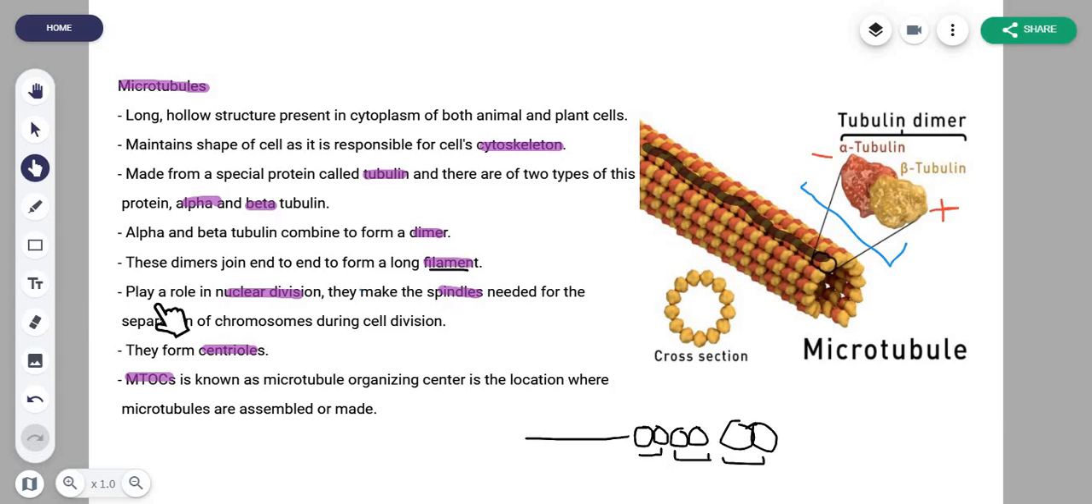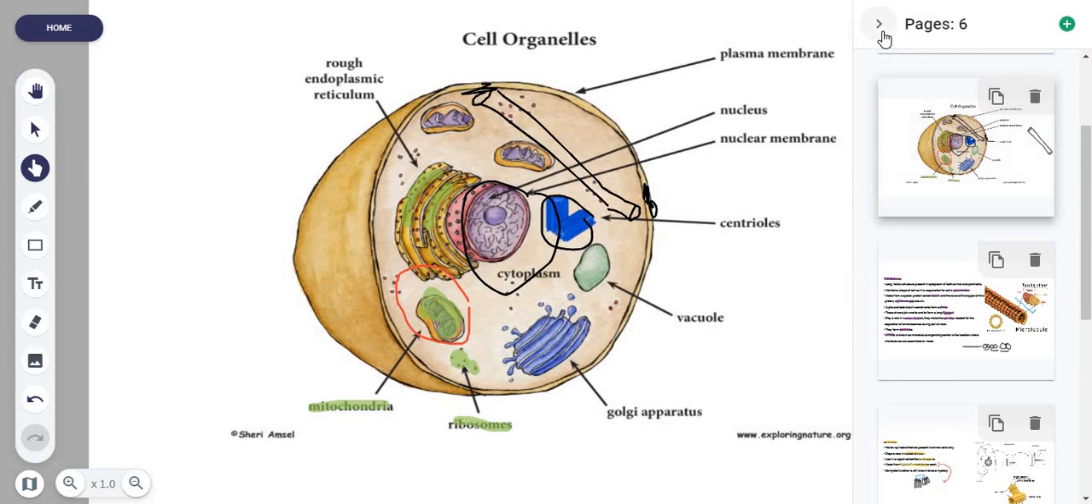It plays a role in nuclear division, right? What the microtubule does is that it makes the spindles needed for the separation of chromosomes during cell division. Now you don't need to get into much detail of this as to what spindles are, because this will be covered in one of the upcoming videos, as we do have mitosis and everything in AS biology, and we will be studying about spindles and everything. So for now, just understand that spindles are something like this, that I'll just explain here briefly.